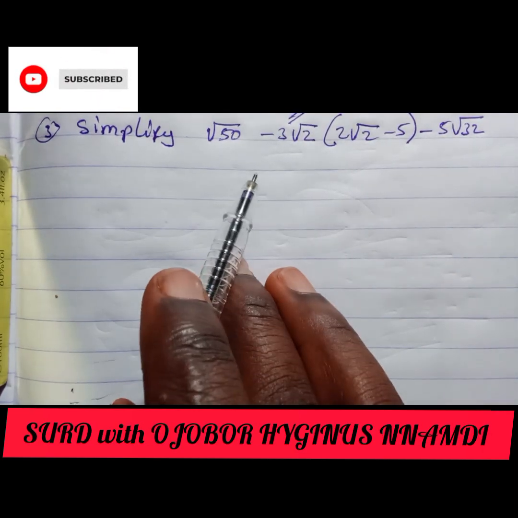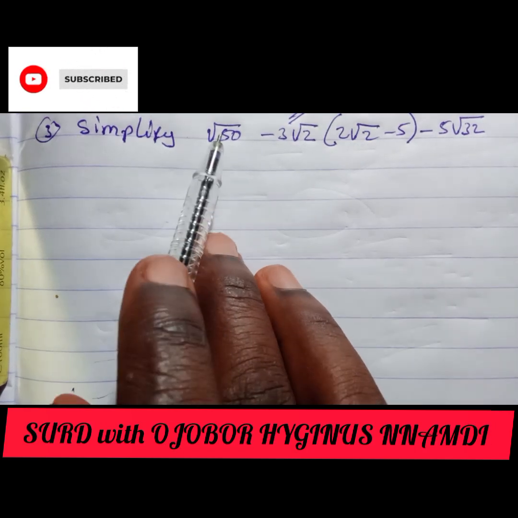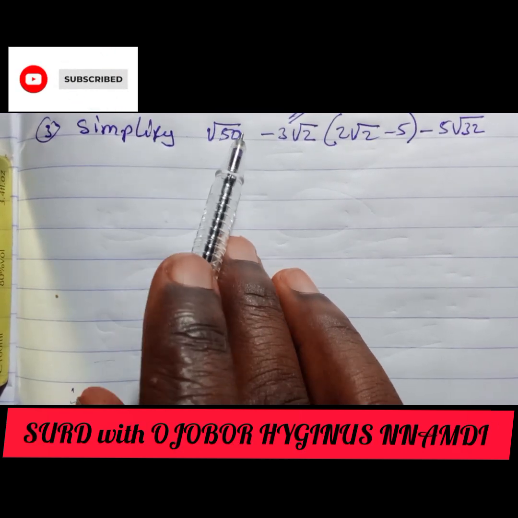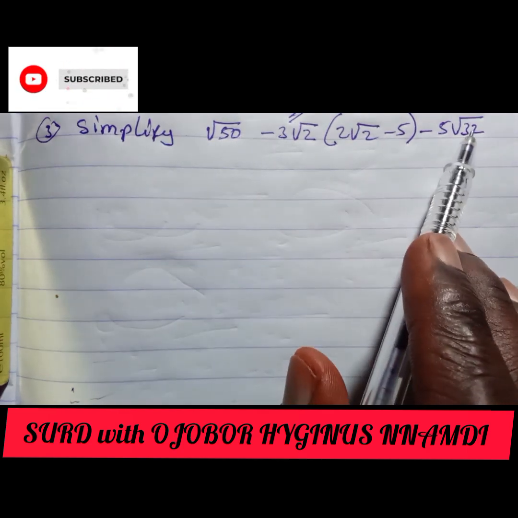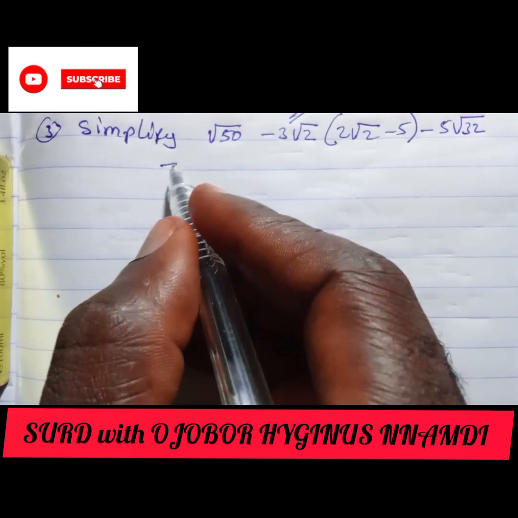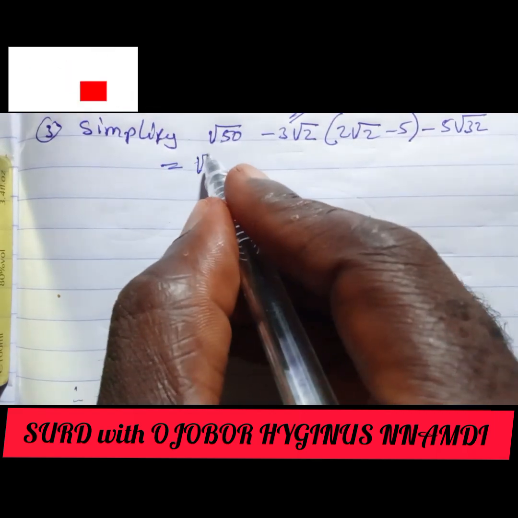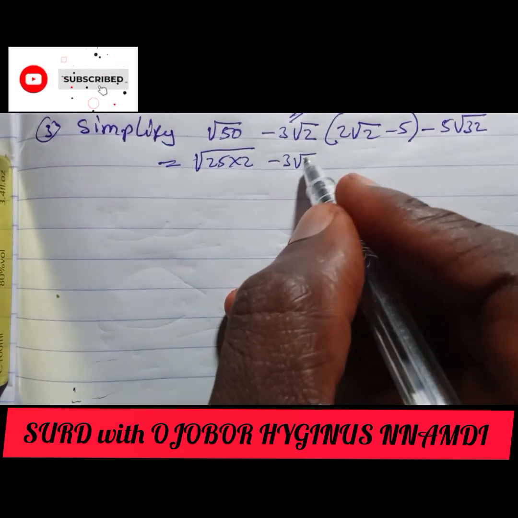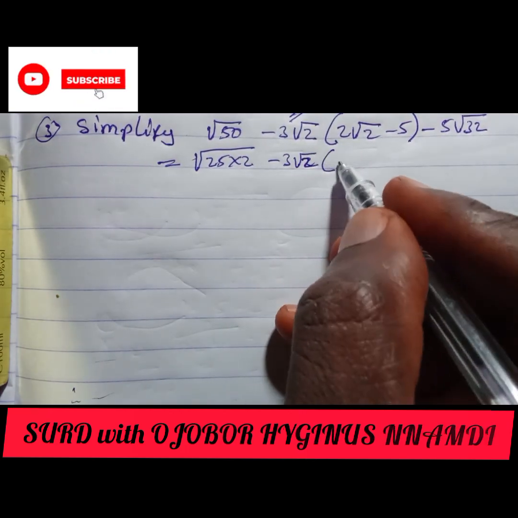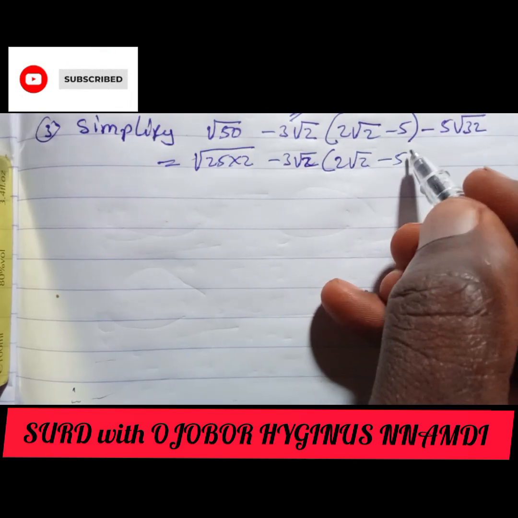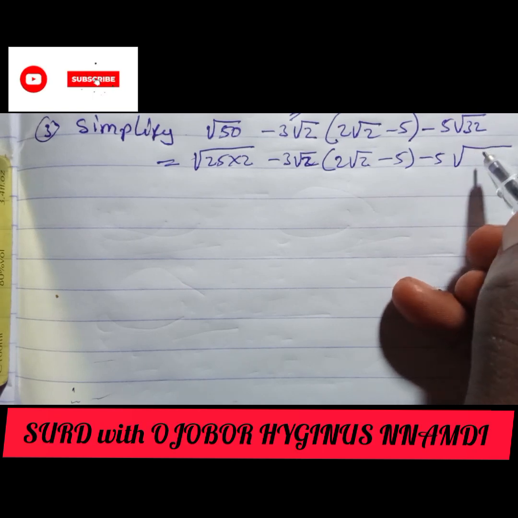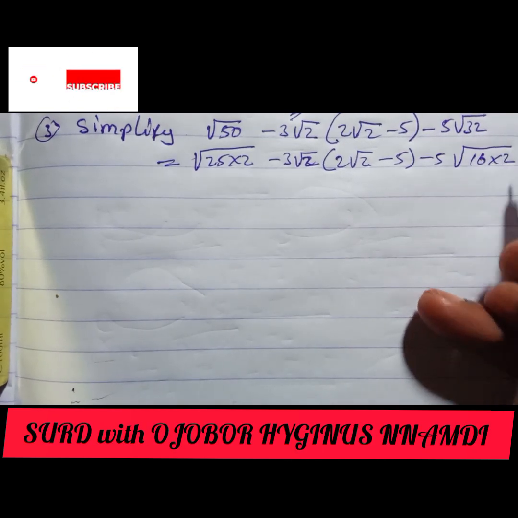And you remember, what we need to do is to look for a perfect square that can divide what we have here without remainder. We have perfect squares 4, 9, 16, 25. Of course, from what I have mentioned, 25 can go here. From what I have mentioned, 16 can go here. So if 25 divides 50, you have 2. So I can replace 50 by 25 times 2. Then minus 3 root 2, this one that is already here. Open bracket 2 root 2 minus 5, close bracket, minus 5. Then instead of 32, if 16 divides 32, you have 2. So I'm going to have 16 times 2 in place of 32.